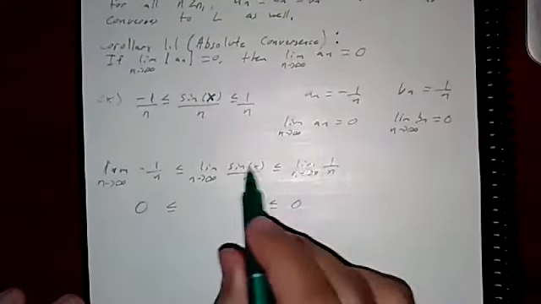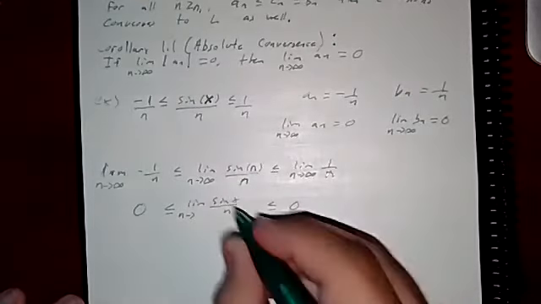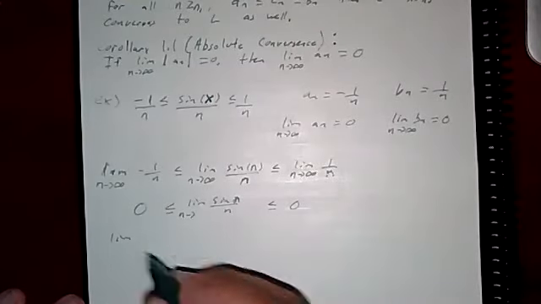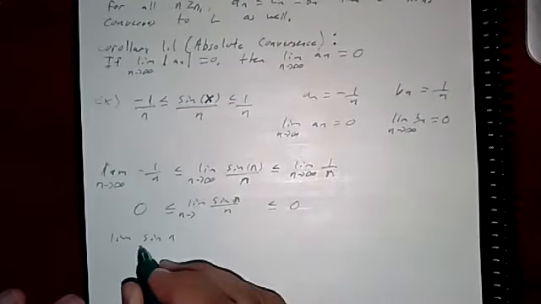Yeah. I should probably use x's. Well, I already put n's everywhere. Let's change the sign to sine n, because I shouldn't have two variables. So I just made up this example right now, so forgive me. So that means that this limit of sine n over n as n approaches infinity is equal to 0 because of the squeeze theorem.